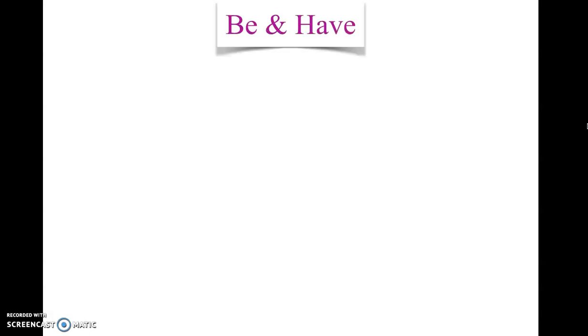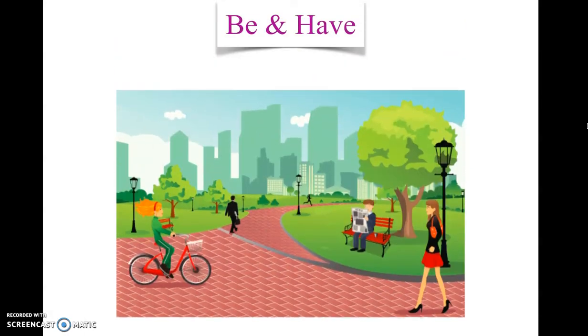Today we are going to be looking at be and have. And I have a small picture here, a simple picture, some people in the park. So imagine we want to talk about what's happening in the park. And we're going to use the verb be and the verb have in two different sentences.